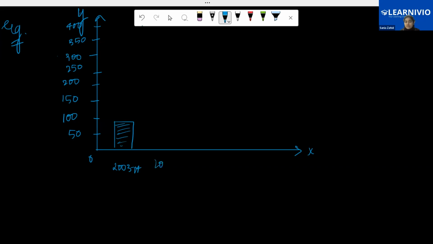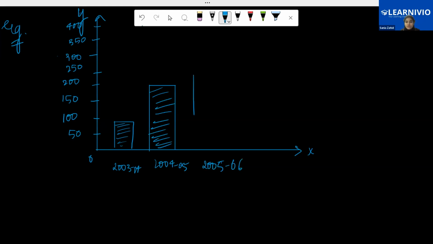Now in the session 2004 to 5, I had 200 students. So 200 lies over here, and I'll make a bar like this. So this becomes the number of students in 2004 to 5. Understood? Then in the year 2005 to 6, I have 250 students. So 50 students increase, and I have a bar like this.